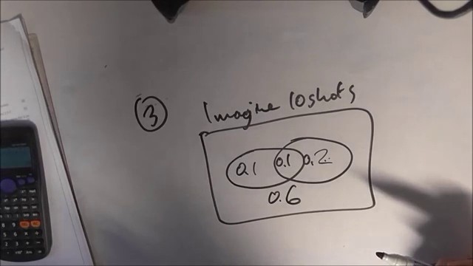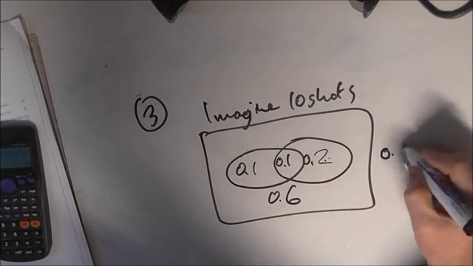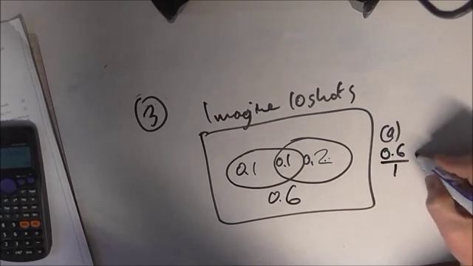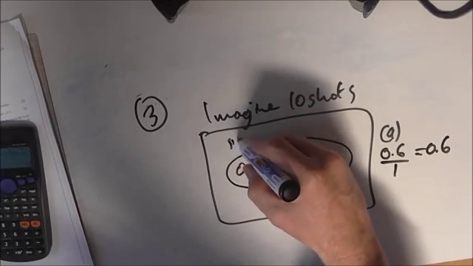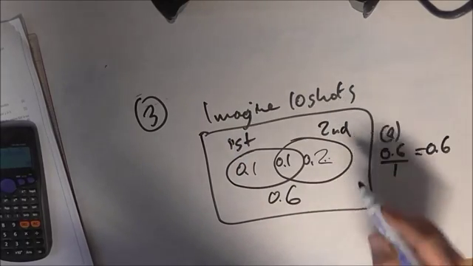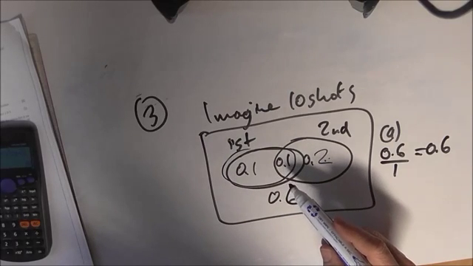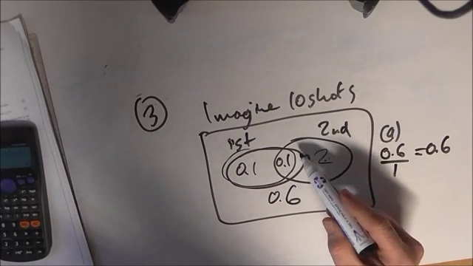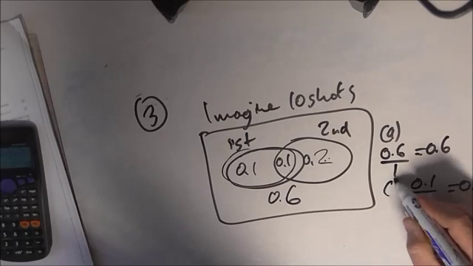What's the probability of missing the target with both shots? It's now out of 1, by the way, so it's 0.6 out of 1, which is obviously 0.6. Hitting the target with the first shot and missing with the second, so that's the first. What's the probability that you're in the first circle but you're not in the second? So that's 0.1 out of 1, so it's 0.1 for B.